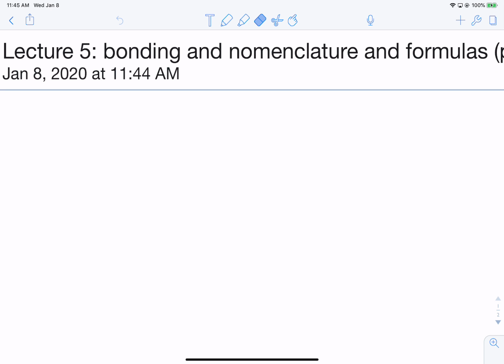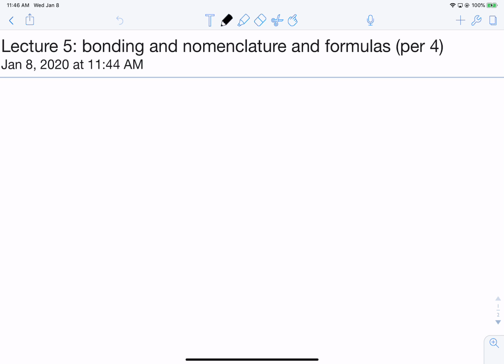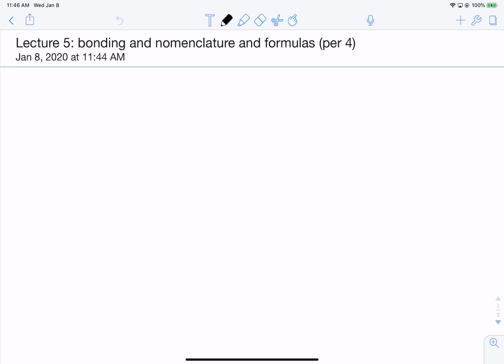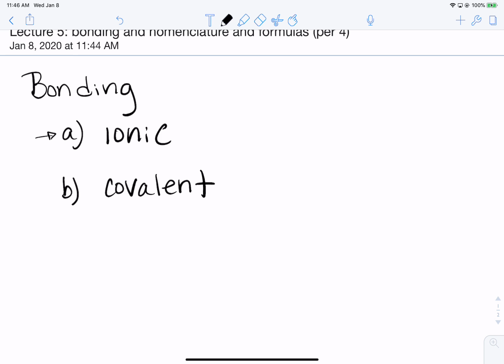Lecture 5, bonding and nomenclature and formulas. All right, so bonding. There are two types of bonding. There's ionic and covalent. We're going to be talking mostly about ionic today.